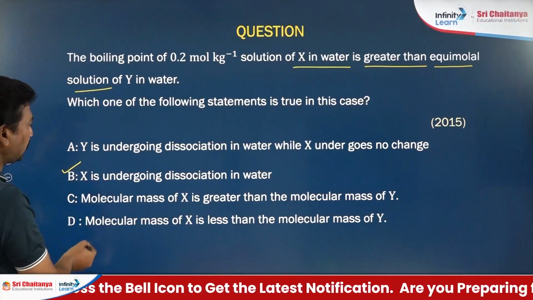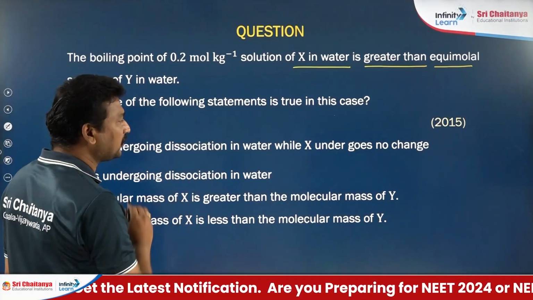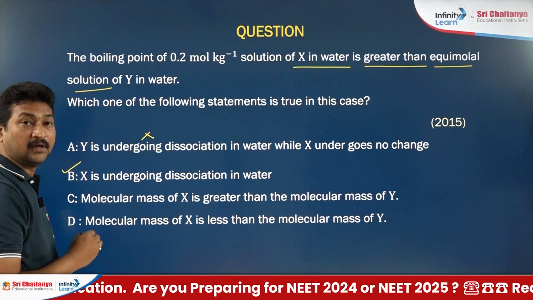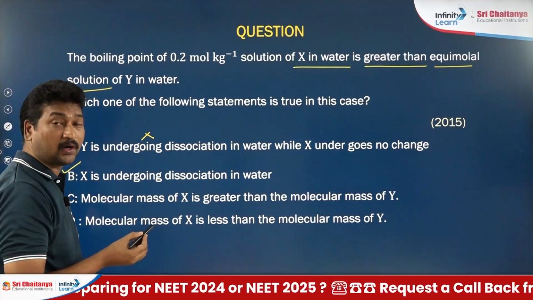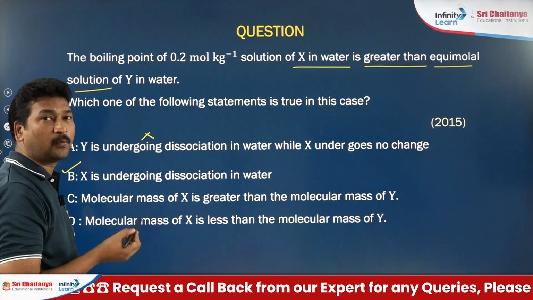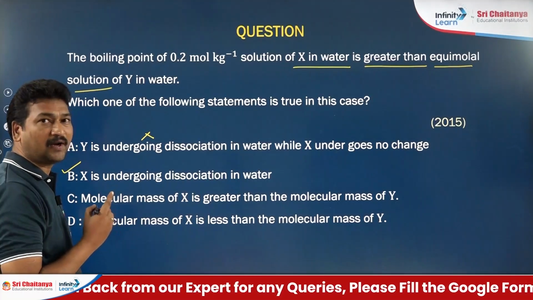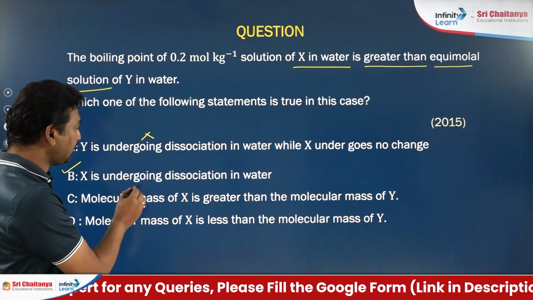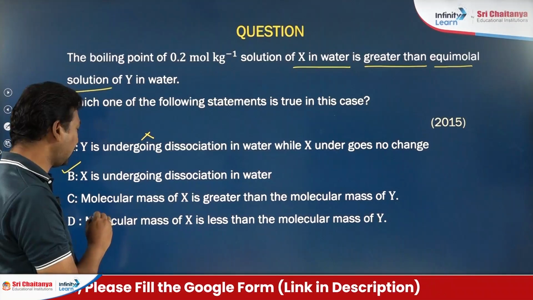When you go through the options, Y is undergoing dissociation in water, this is wrong. Why? Because if Y is undergoing dissociation in water, the number of particles of Y would increase and it would have a higher boiling point. It's not given like that. So X is undergoing dissociation in water is the right option.